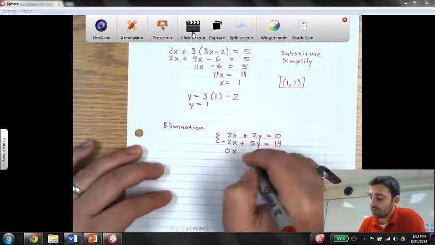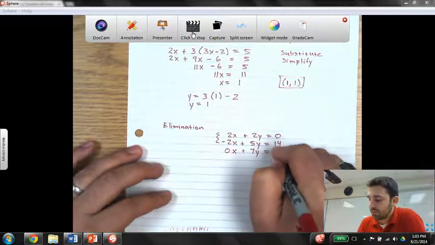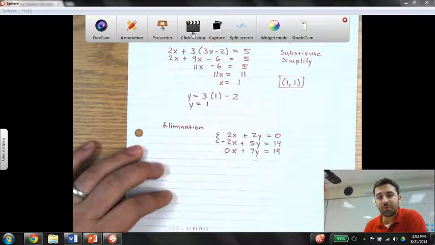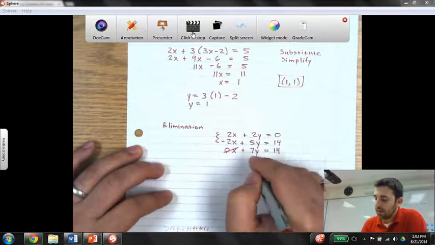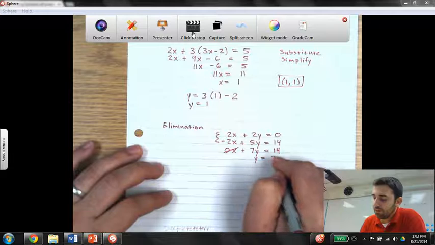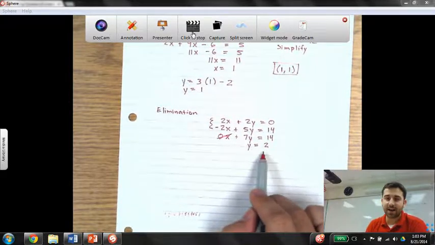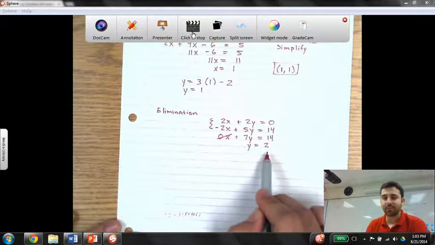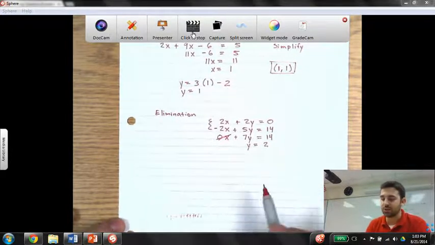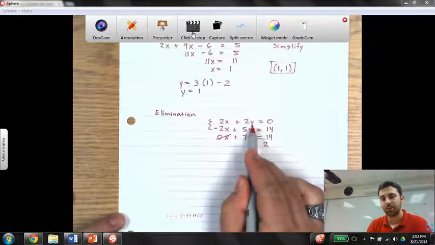2y plus 5y gives me a positive 7y, and 0 plus 14 gives me 14. Since that's a 0x, I don't have to worry about it. And I solve for y. To solve for y here, we divide by 7, and we get y is equal to 2. Just like we did with substitution, once we have a value for a variable, we take that value and plug it back into an equation and solve for the other. So here I'm going to take this y and plug it into my first equation and then solve for x.